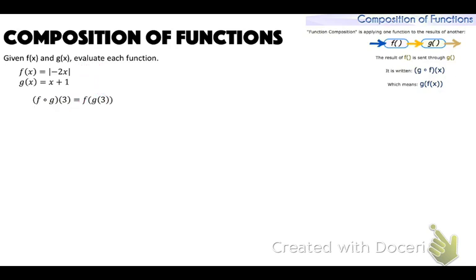But, so g of 3. So I need to find out what g of 3 is. Well, g of 3 is 3 plus 1, which is 4. So now I'm finding f of 4. And I'm going to plug 4 into the f of x function. So that's going to be negative 2 times 4, absolute value of that, which is negative 8, which is 8.